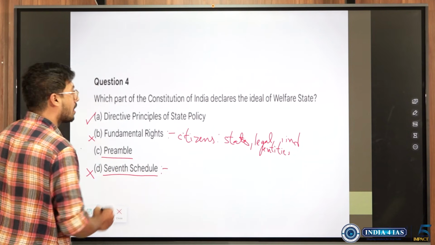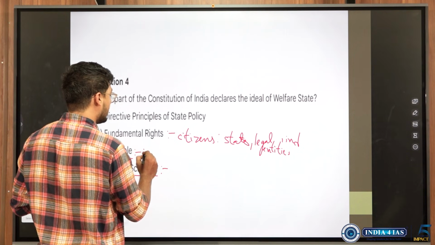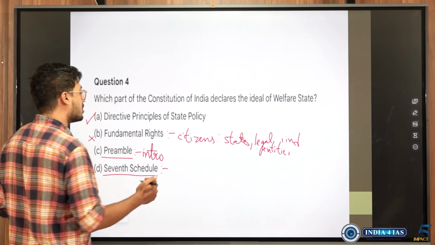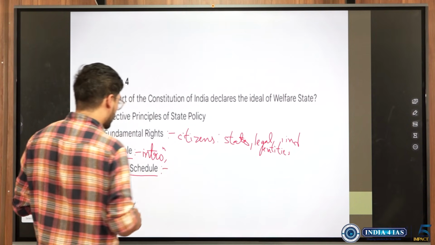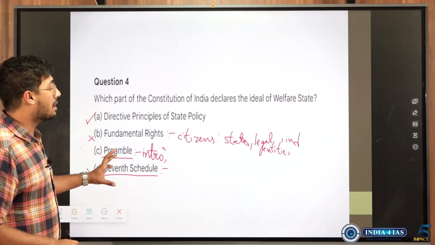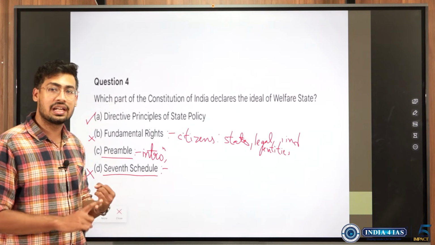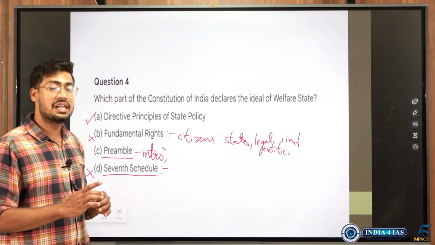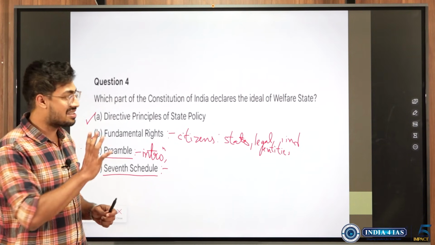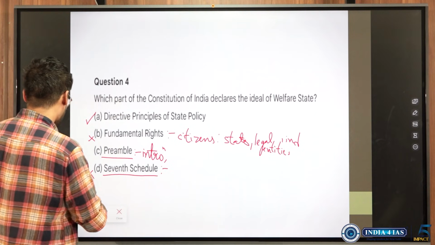Preamble just mentions the introduction. It is an introduction to the upcoming provisions in the Constitution, an intro to the provisions which will come ahead. So preamble does not give the idea of welfare state. Yes, preamble speaks about equality, it speaks about liberty, but it is just an introduction or the summary of what will appear in the Constitution later. It is DPSP which provides proper provisions of the welfare state.